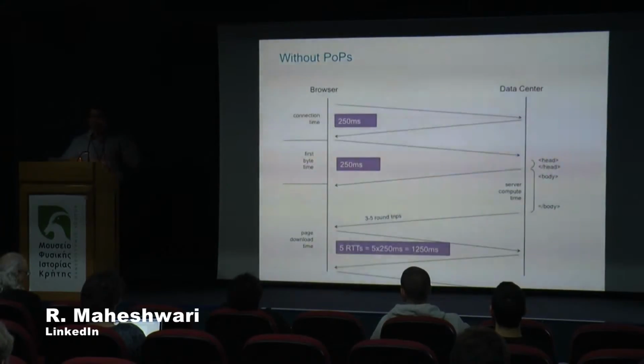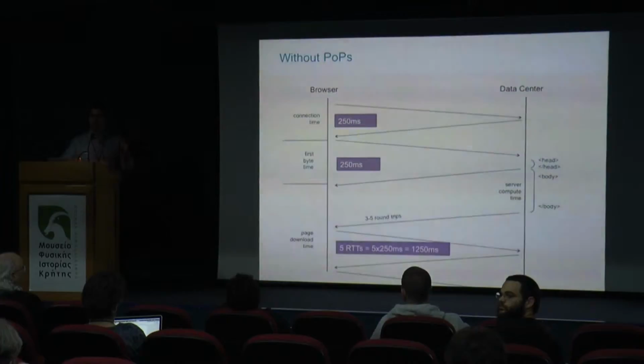And then the server will take its time to build the rest of the page because this page is usually personalized. So it's not available readily to be served. It's personalized on a per member basis. So the data center does some computation, figures out what data to show to the user, and that takes some time. And once the page is ready, it's around 60 to 100 kilobytes compressed.